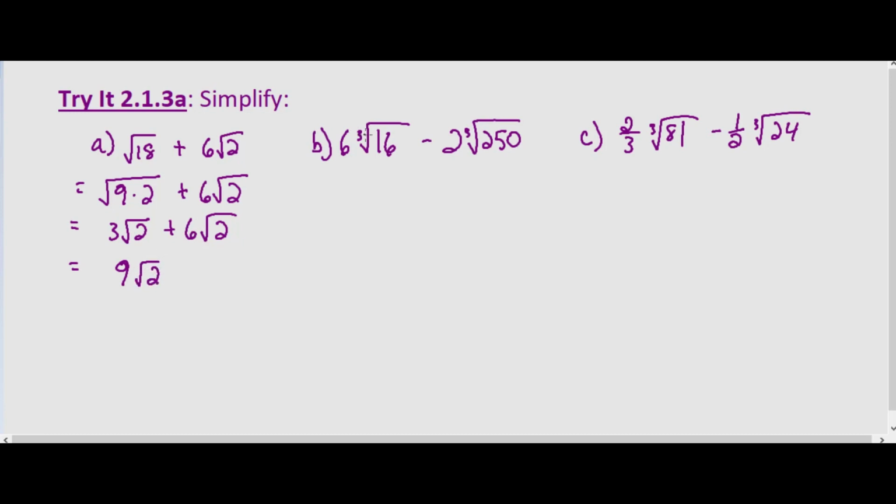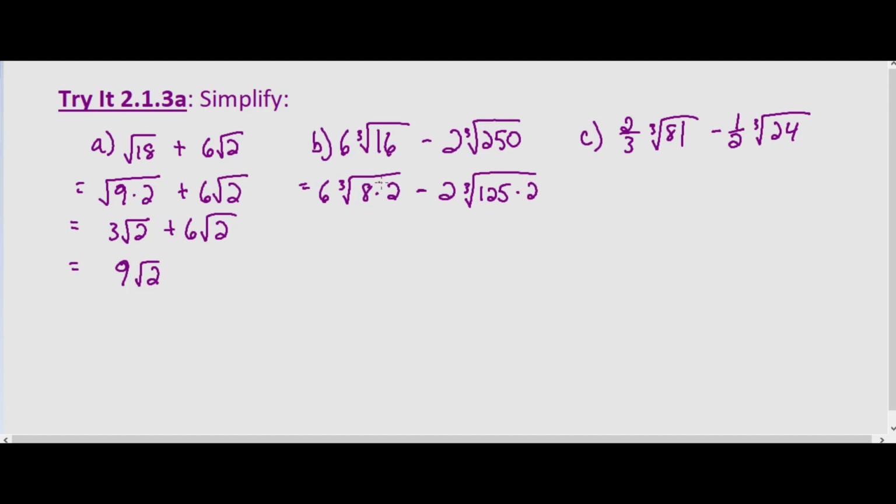Part B, we're given 6 times the cube root of 16 minus 2 times the cube root of 250. So now we're going to need to simplify both of the radicals. So 6 times the cube root of 16 equals the cube root of 8 times 2. We want to factor out any perfect cubes, in this case 8, minus 2 times the cube root. What is a perfect cube that is a factor of 250? That would be 125 times 2.